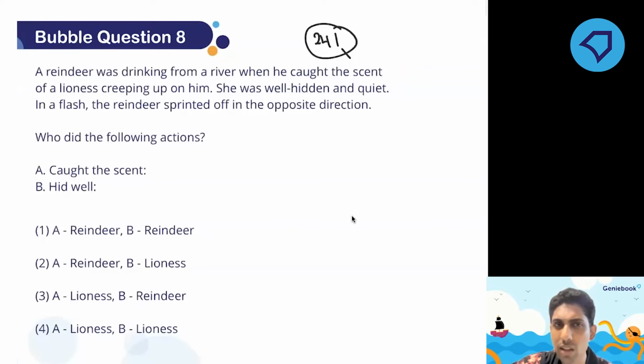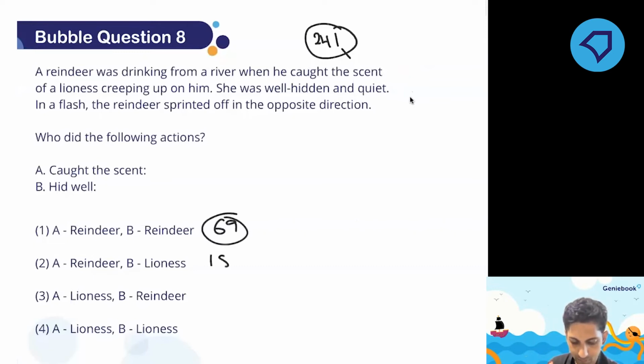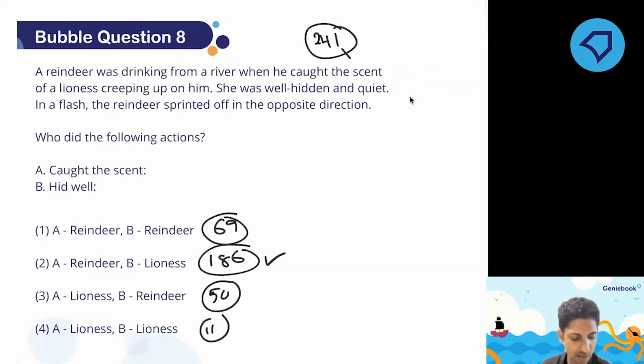Okay, I think that, yeah, let's just end this. I think there's a couple of people who don't want to answer, or I don't know. Anyway, 69, 186, 50, 11. Let's break it down, okay?